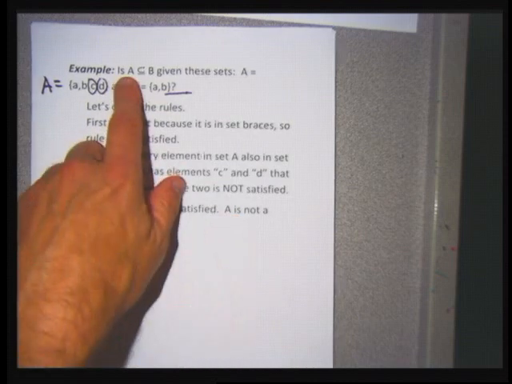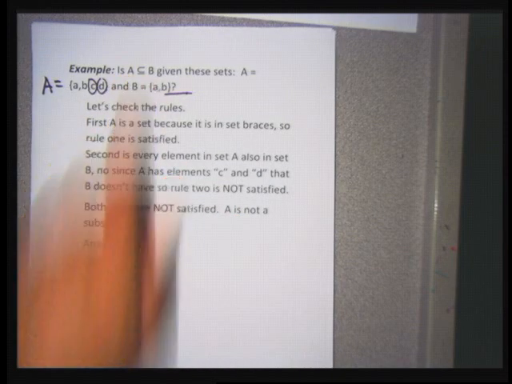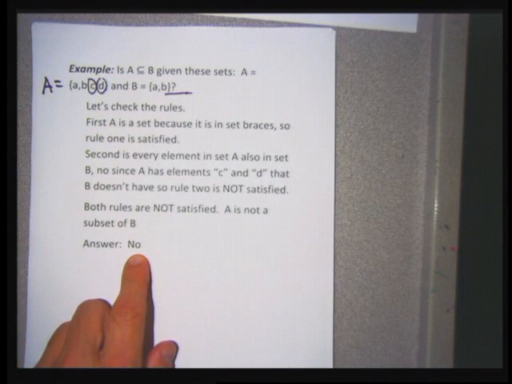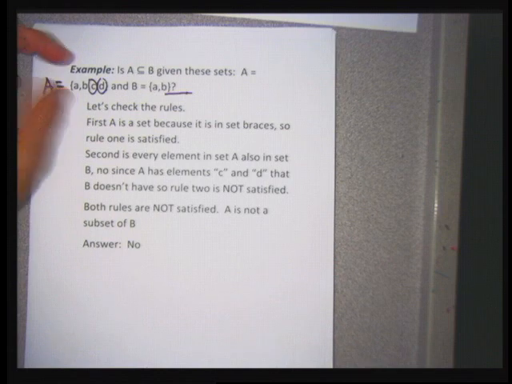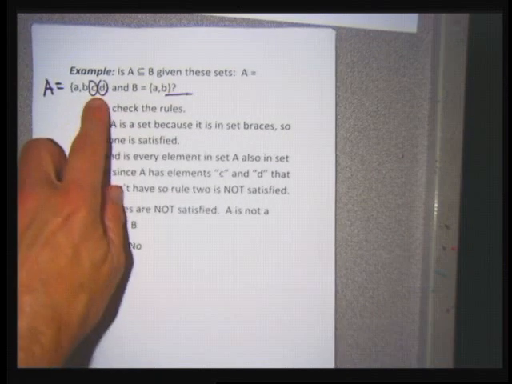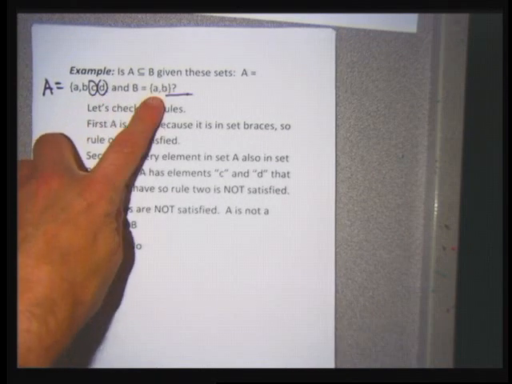The question says, is A a subset of B? And the answer to the question would be no. So the question that was posed is really a yes-no question. Is A a subset of B? Either yes, it is a subset, or no, it's not a subset. And the answer here, it's not a subset because A contains two elements that aren't in set B.